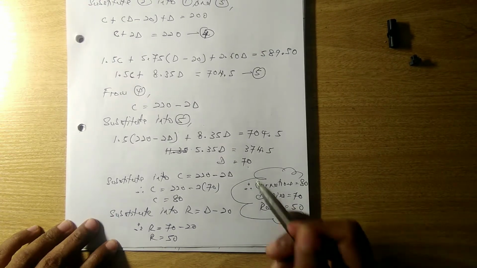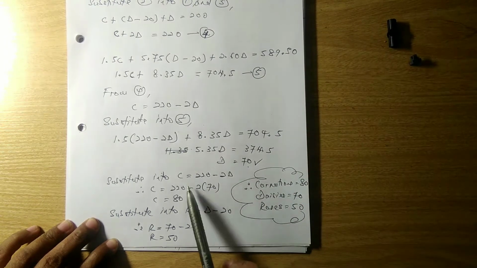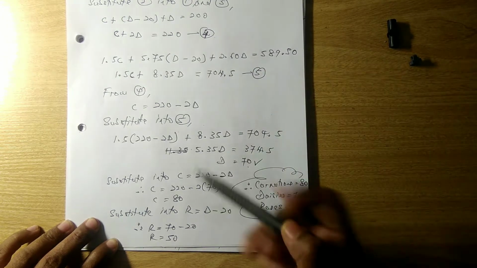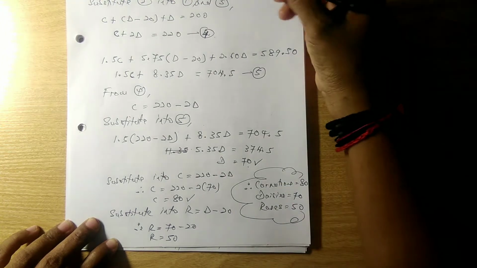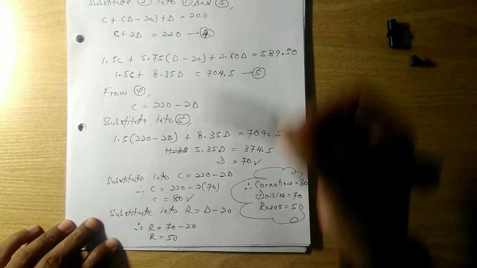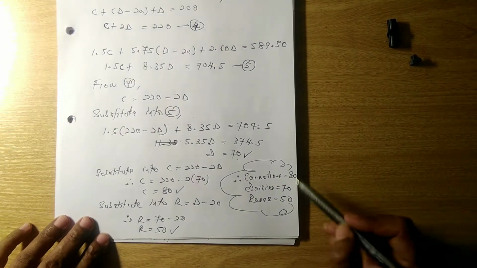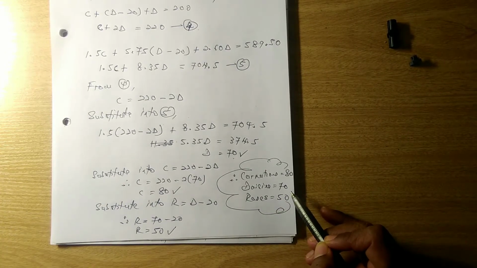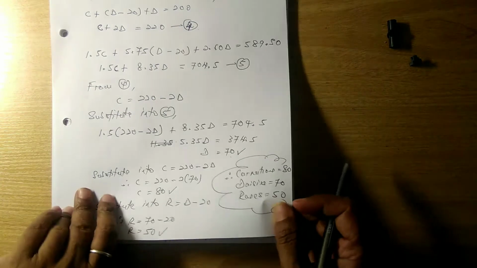Once you've got your D, you can use any one of the equations above. To get your C, we go back to the fourth equation. We sub, and we get C as 80. And lastly, for your R, you can go back to the original second equation, D minus 20, so R is 50. So the number of stocks of flowers bought: carnations will be 80 stalks, daisies 70, and roses 50 stalks.